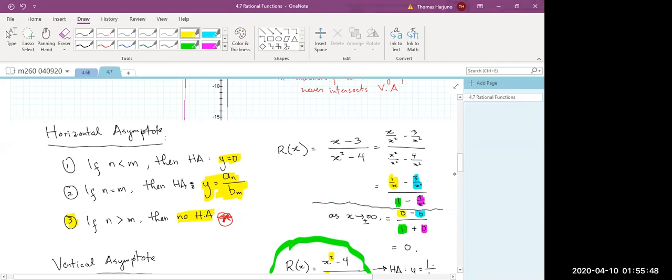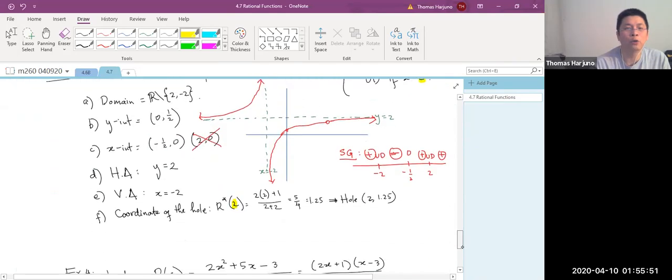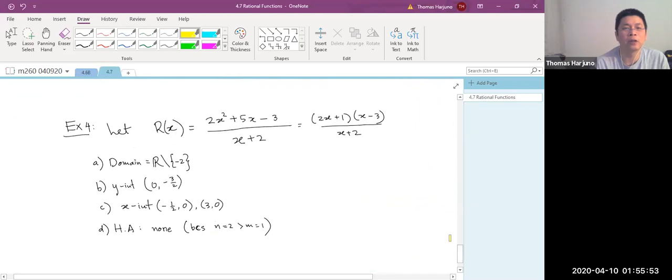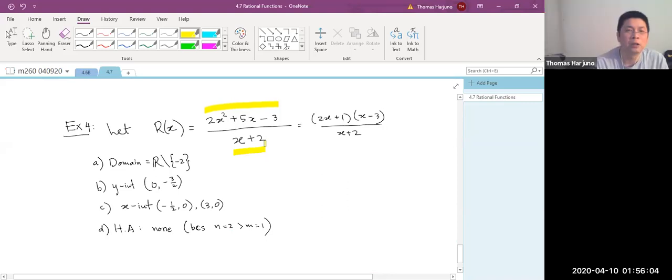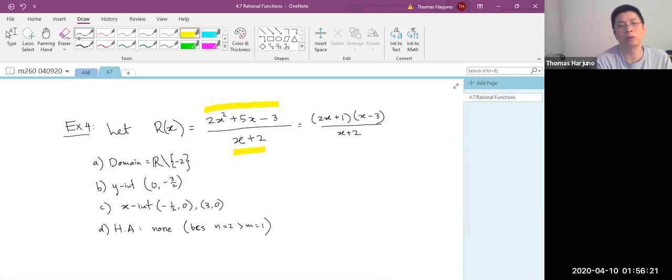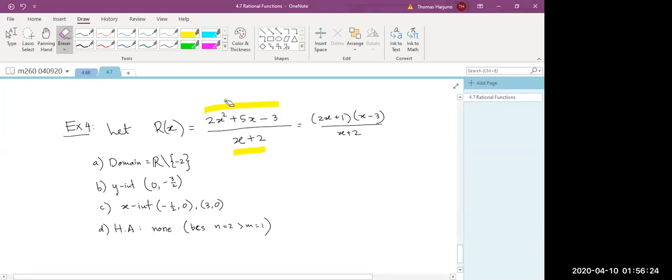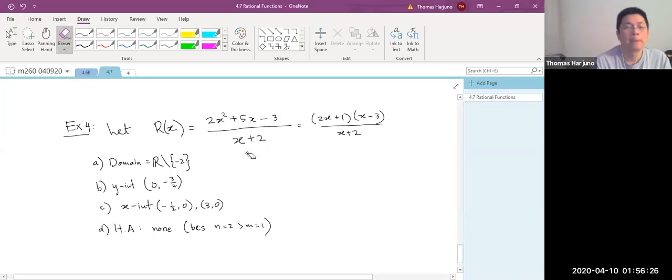Intuitively, if you look at this function, the value on the top will go to infinity faster than the value at the bottom. Both of them go to infinity, but the top one goes to infinity faster. So eventually, the value of R, when you go very far to the right, will be positive infinity. It will not get closer to any horizontal constant value. That's for the horizontal asymptote.